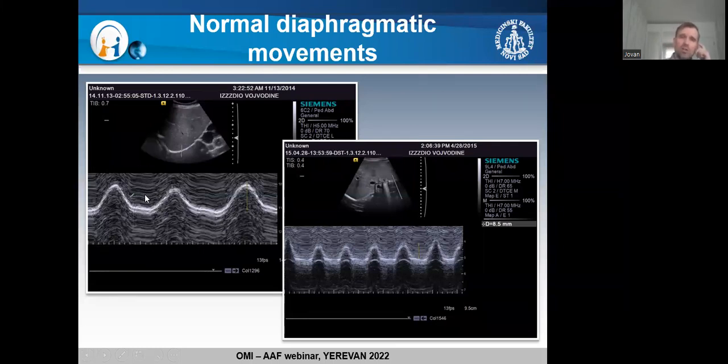it should be more than 4 millimeters, and there shouldn't be a difference of more than 50% between the amplitude of movements of the right and left hemidiaphragm. And when you are measuring, please always measure from the upper edge to the upper edge of the curve, or from the lower edge to the lower edge of the curve. So this is normal. Those are normal movements of the right hemidiaphragm, and here it is the left hemidiaphragm.